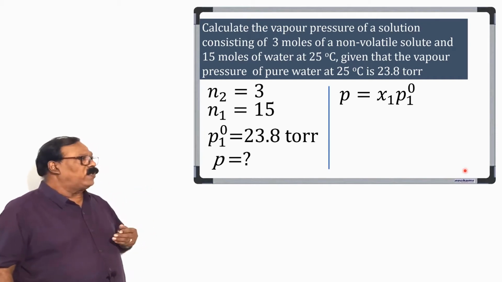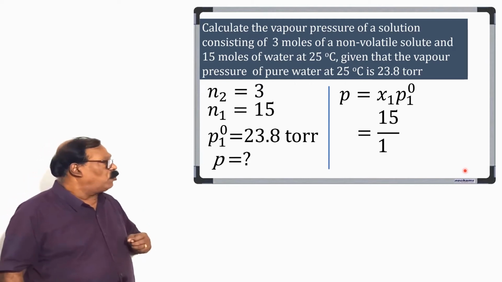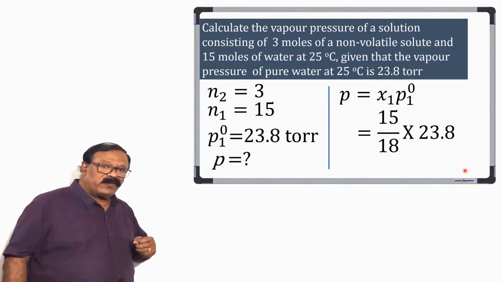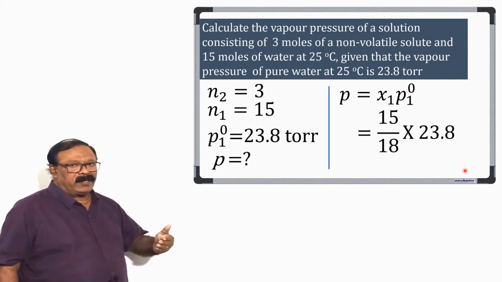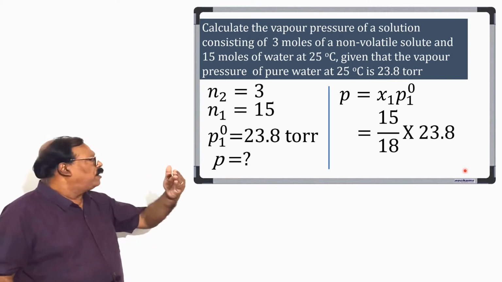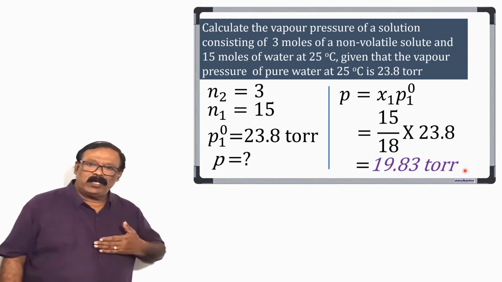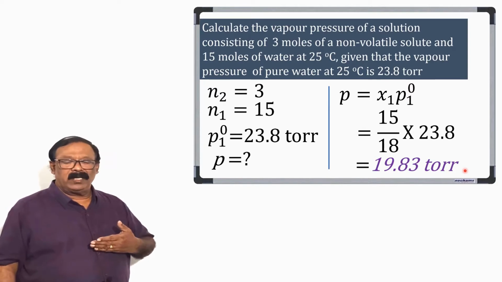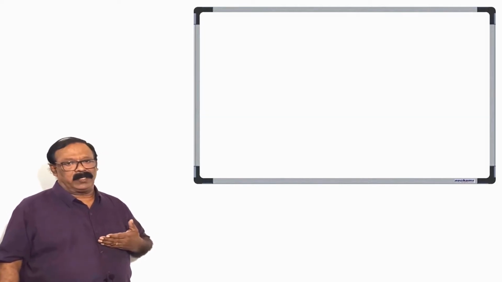So substitute these values in the equation P equal to x1 P01. x1 is the mole fraction of the solvent, the number of moles of the solvent divided by the total number of moles. That is 15 by 18 into 23.8, which gives you 19.83 torr. So 19.83 torr is the vapor pressure of the solution.